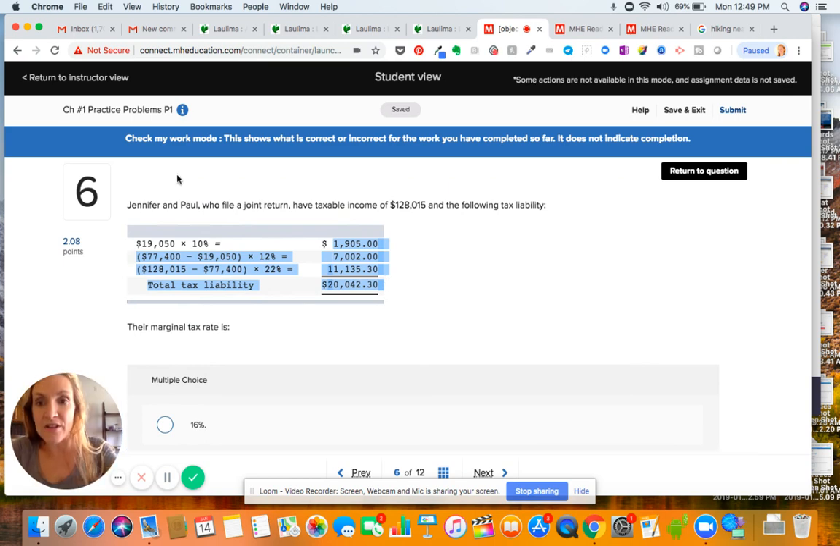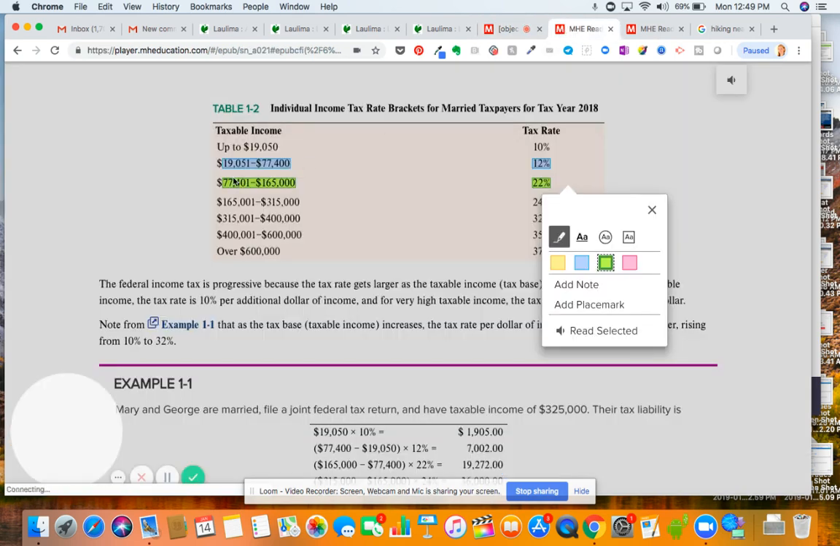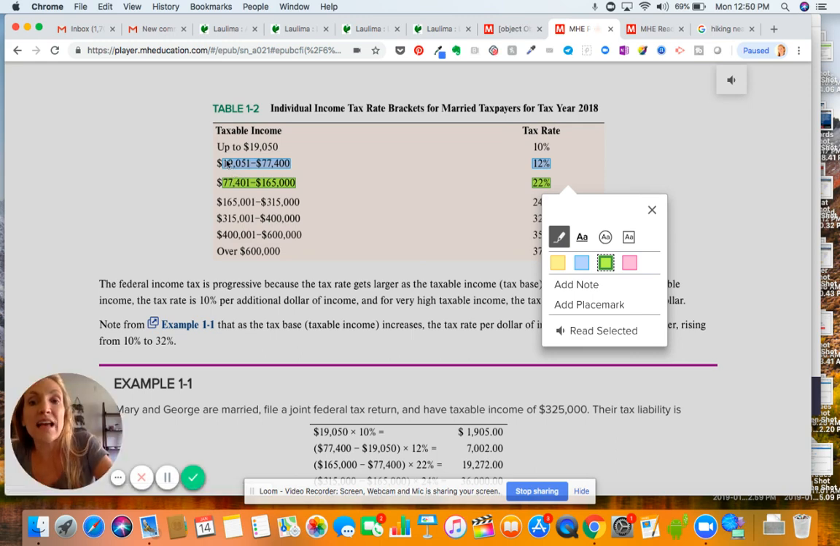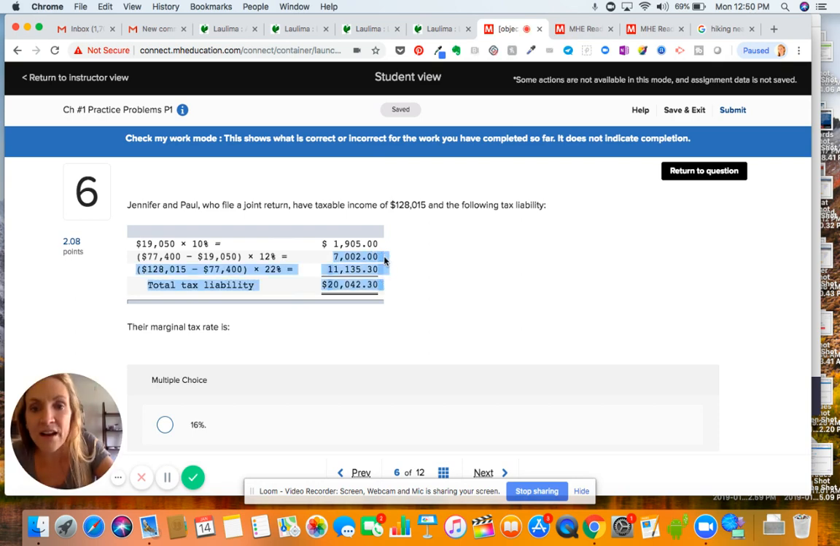To understand how this is working, see these amounts over here. These are directly from the table, 19,050 times 10%. Because out of this taxable income amount, the first $19,050 is taxed at 10%. Then the amount between $19,051 and $77,400 is taxed at 12%. And we can see that amount right here. That comes out to $7,002.